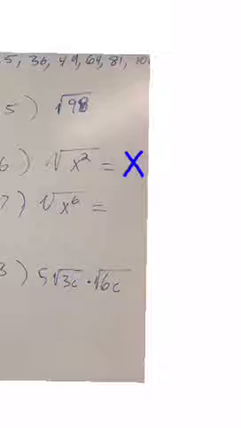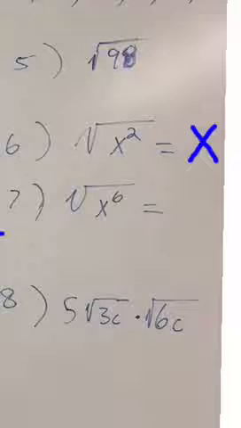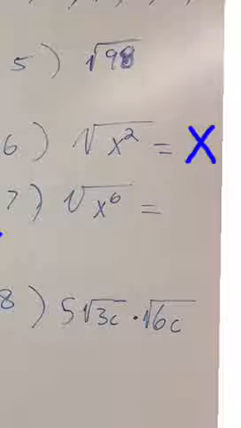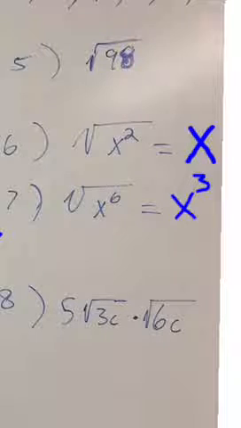So when you move on to number 7, you want to take this exponent of 6, and really you're dividing it by 2. So let's make that happen. So x to the 6th power, the square root of it is x to the 3rd power, right? Because x cubed times x cubed will be x to the 6th. Now we're going to move on to number 8.